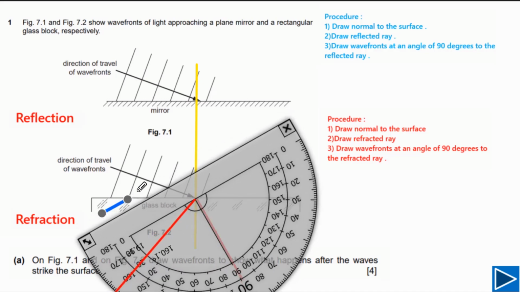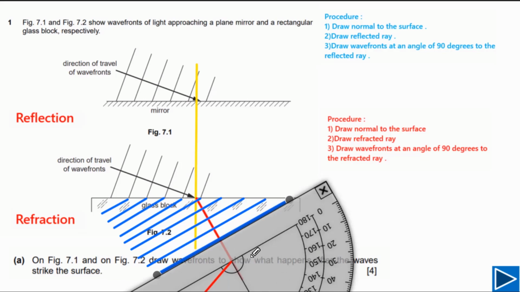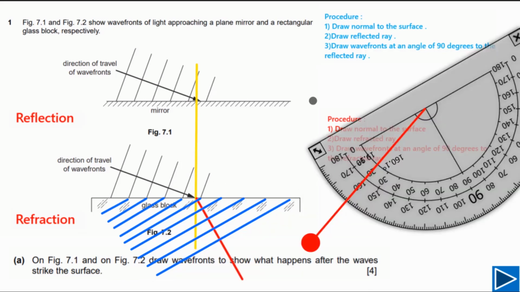So the second one we can draw here. So this is the second wavefront. This is how we can draw the wavefronts. Now after drawing these wavefronts, we also need to draw the direction of the refracted ray. You can use this small arrow here. So this is the direction of the refracted ray.